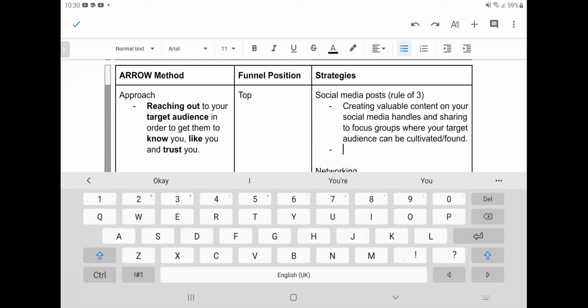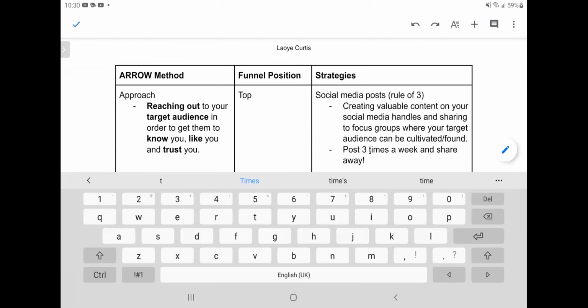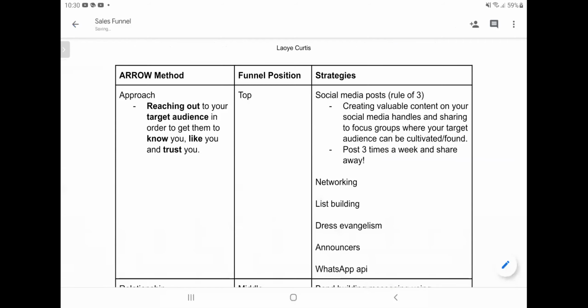So the rule of three states: post 3 times a week and share a week. So that is the rule of three. Post 3 times a week and share a week. Because if you don't share your content on social media, nobody will know you exist.